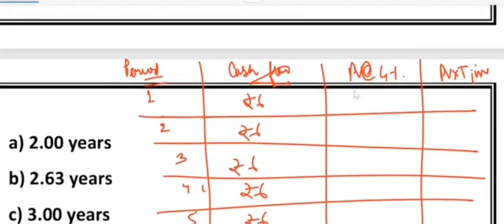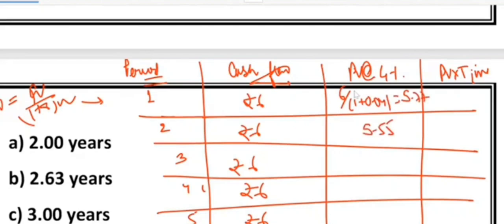Now we want to calculate the present value. How do we calculate the present value? Future value upon (1 plus r) whole to the power n. So for the first case, n is equal to 1. It is nothing but 6 divided by (1 plus 0.04), which is equal to 5.77. In the second case, it is 6 divided by 1.04 squared, which is equal to 5.55.